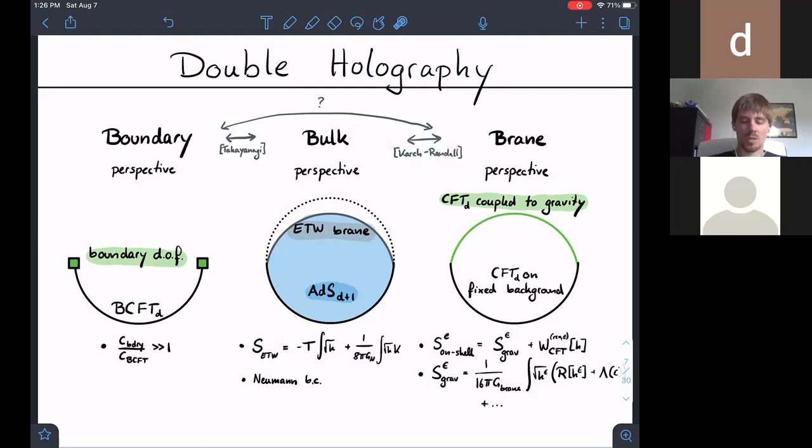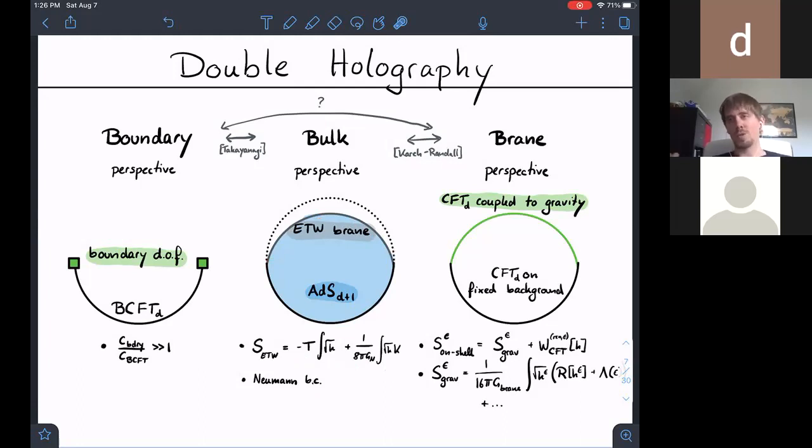How we model this essentially by saying this end-of-the-world brane has a constant tension term, and then we also, of course, need to add a Gibbons-Hawking-York term to make a variational principle in the bulk well defined. And the other crucial ingredient is that we choose Neumann boundary conditions at this end-of-the-world brane up here.